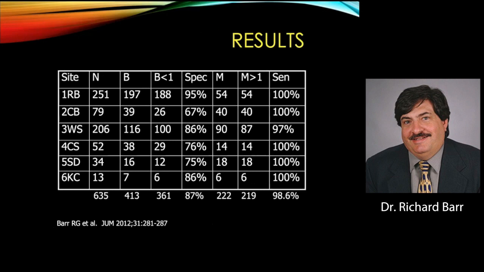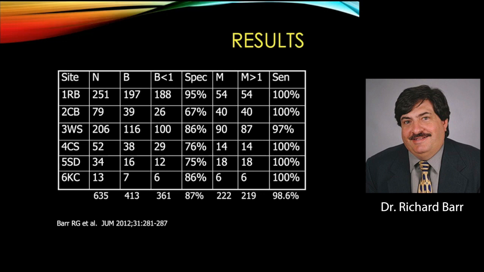Using that E to B ratio, we presented our results initially, I think it was in 2006 at RSNA, and then we did a multi-center, international trial. Here, N is the number of patients, B is benign on pathology, M is malignant on pathology. B less than 1 is the number of lesions where the E to B ratio was less than 1, and M equal to or greater than 1 is where the lesion was greater on the E to B ratio.